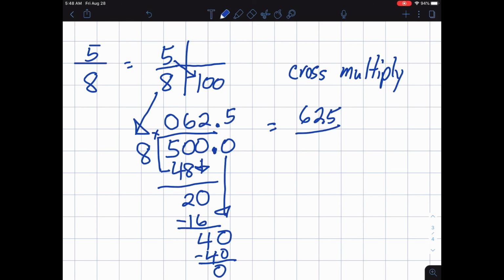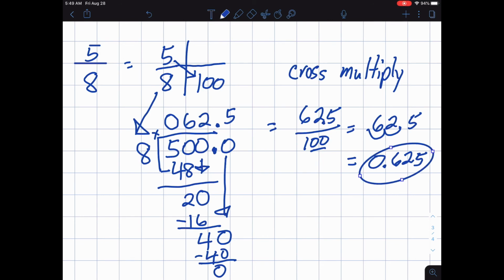So now my answer is 62.5 over 100. How do you read that, right? 62.5 hundredths. It means there are 2 zeros there. You move the decimals 2 times. You go 1, 2. So your answer now will be 0.625. Okay, whichever method you choose, divide or cross multiply, this is how to write fractions as decimals.